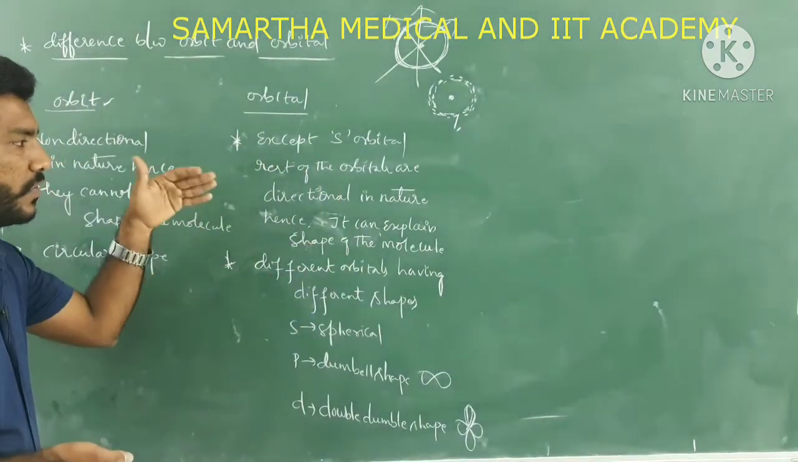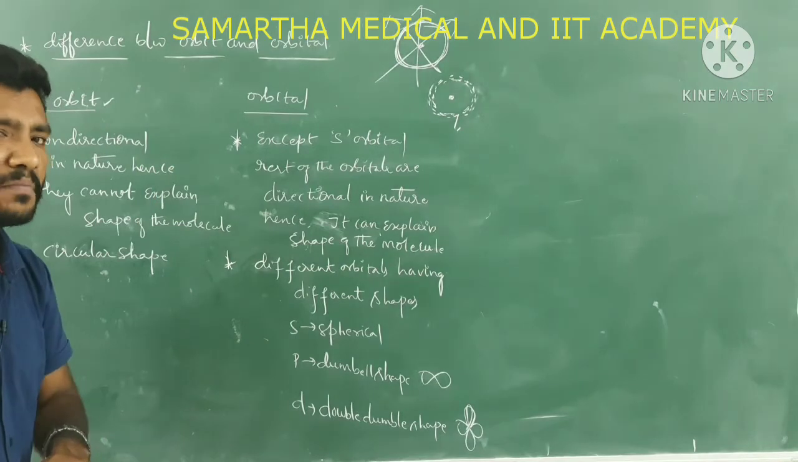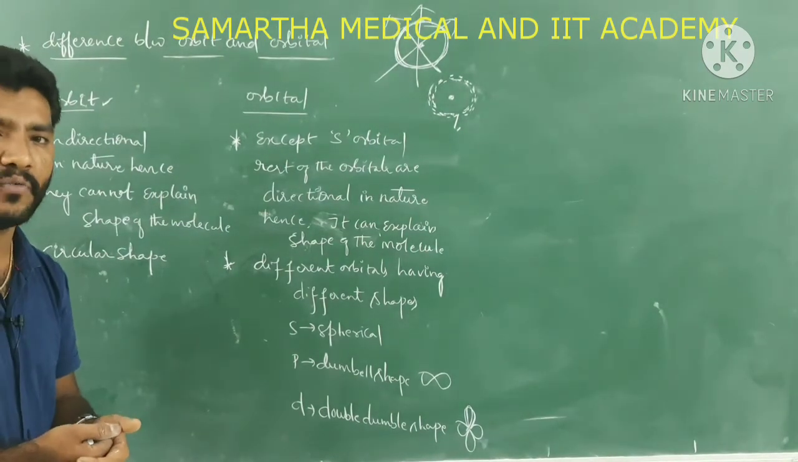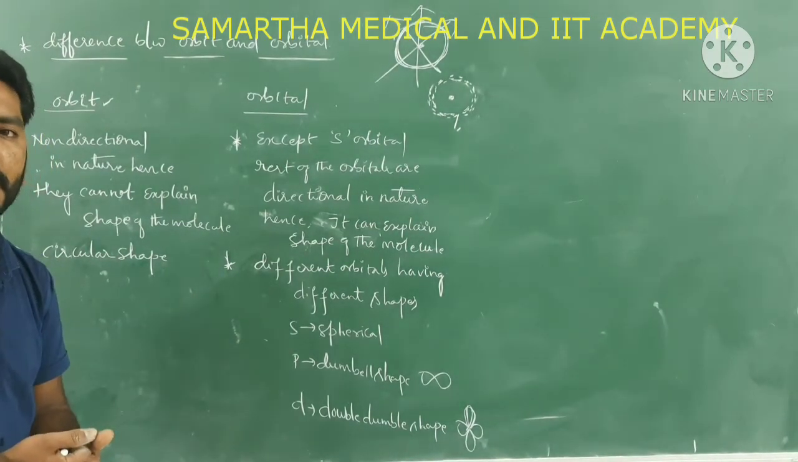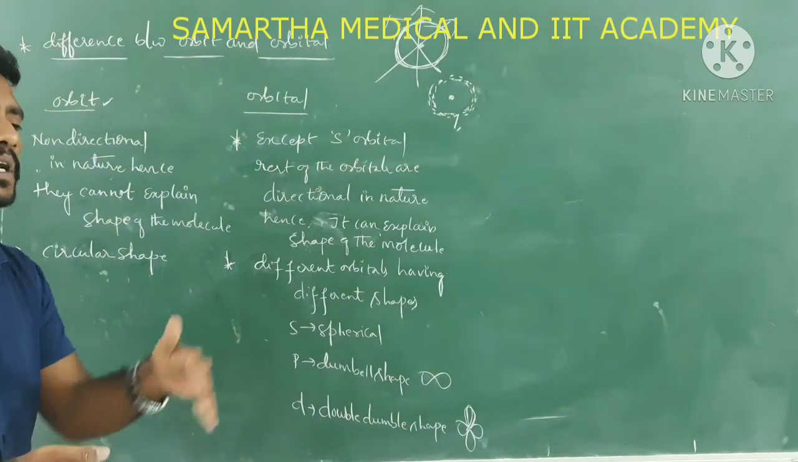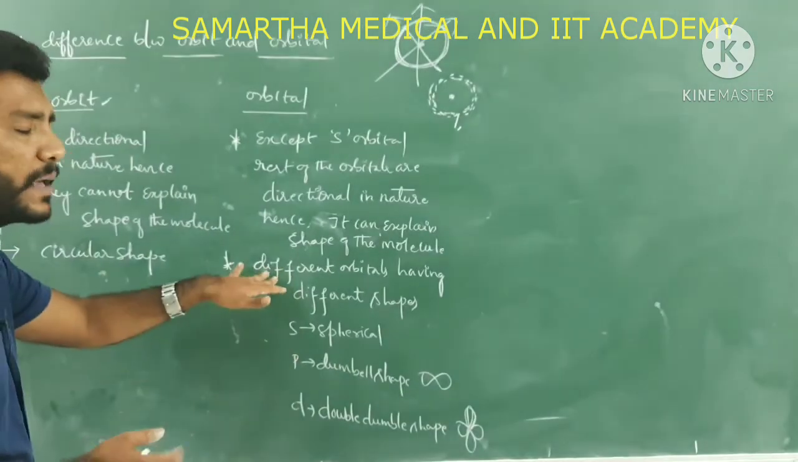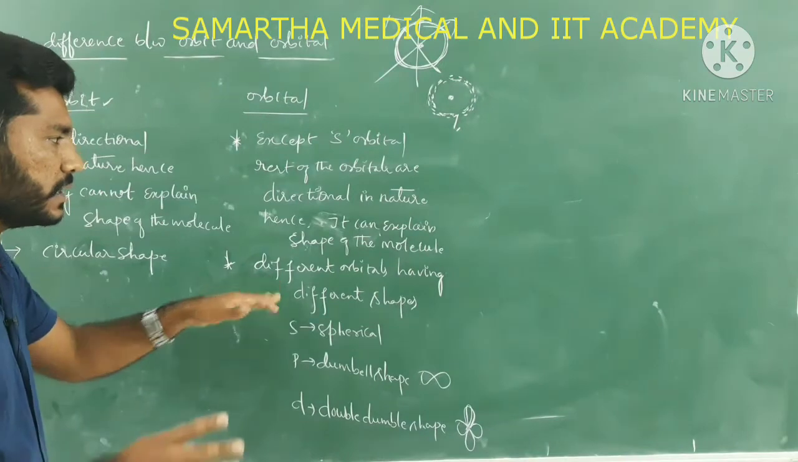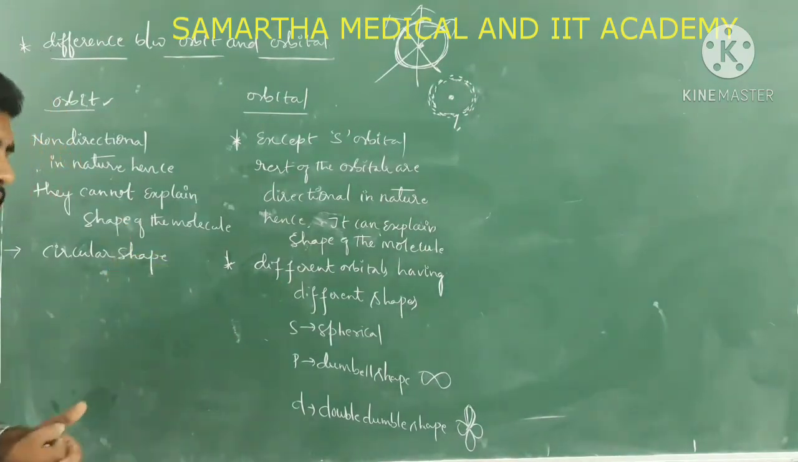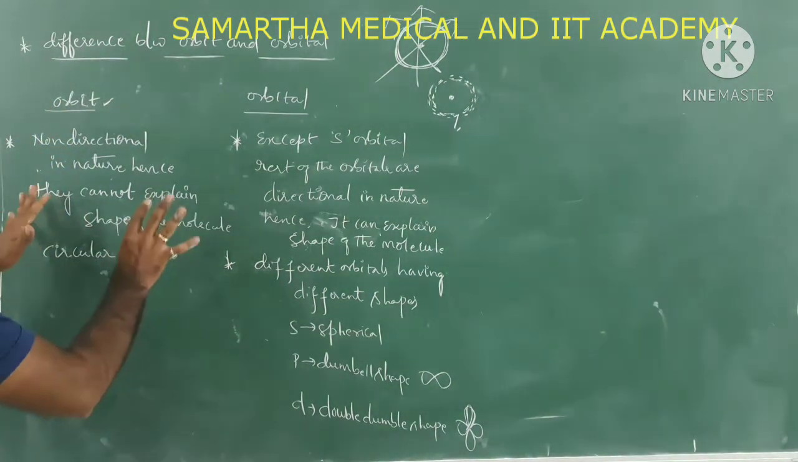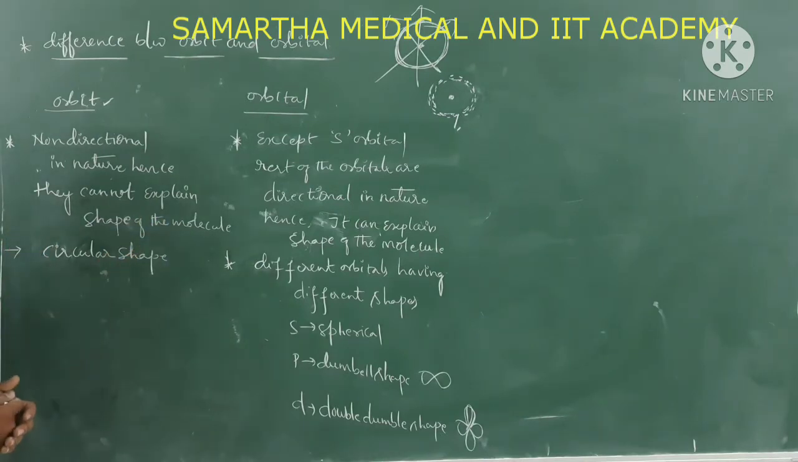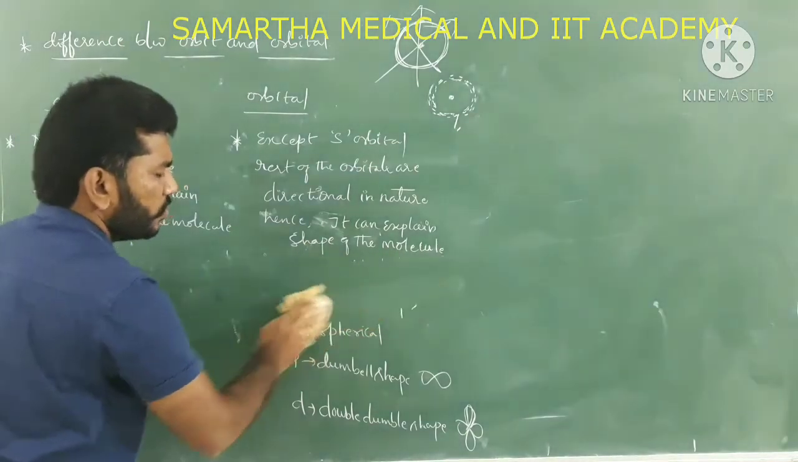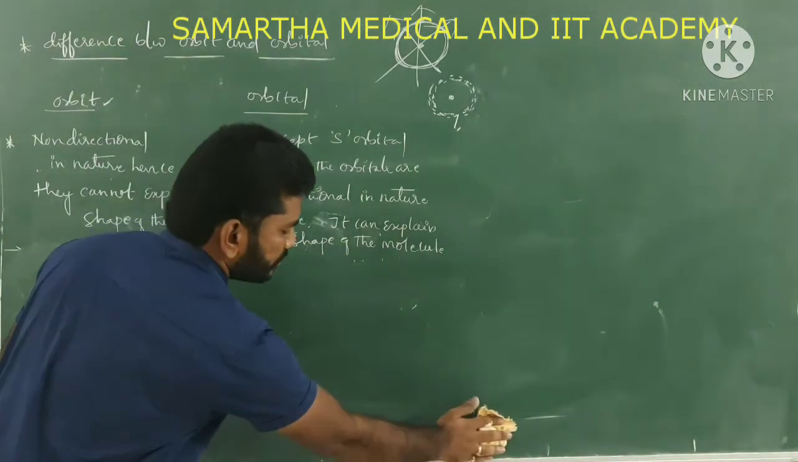Okay, we'll see that overlapping has to take place between different types of orbitals, then only will there be possibilities of forming different shapes for different molecules. So in the chemical bonding chapter you are going to get it in deep form. Don't worry about it, but you have to concentrate on this particular thing. Okay, so last but not the least, the difference between orbit and orbital would be like that. So what will be the last difference?